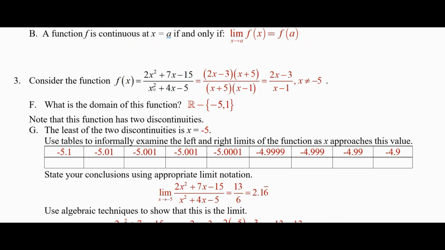Question 3. Consider this rational function, 2x squared minus 7x minus 15 all over x squared plus 4x minus 5. First thing you want to do with this is factor it. So using anti-FOIL factoring, we can factor that out as 2x minus 3 times x plus 5 in the numerator and x plus 5 times x minus 1 in the denominator.